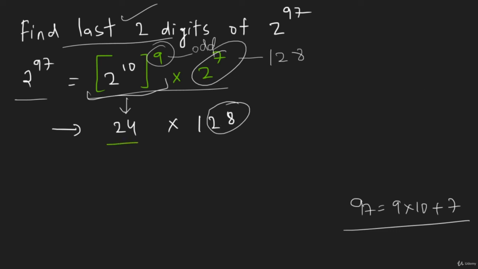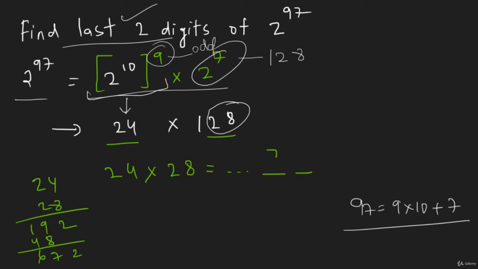Now, I just need to multiply 24 and 28. So 24 into 28, that gives me 672. Therefore, the last two digits of 2 to the power 97 is nothing but 72.